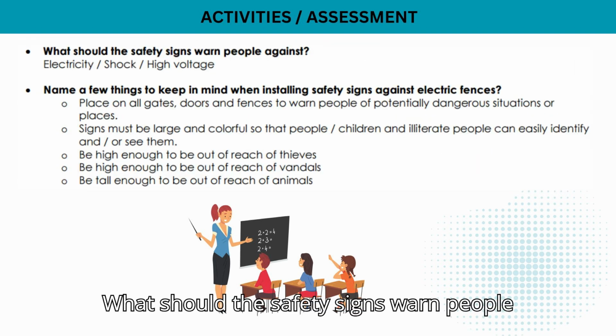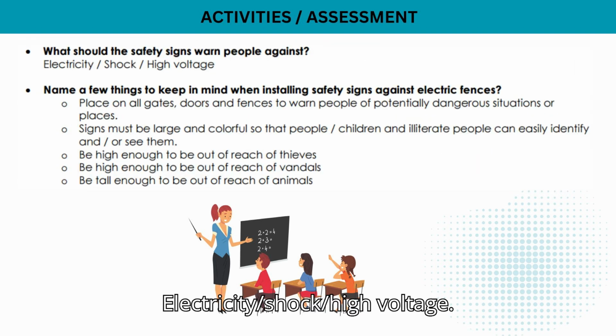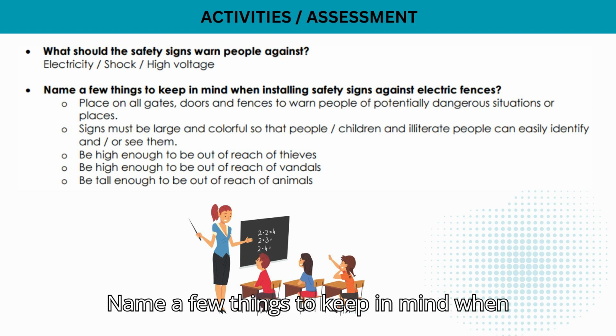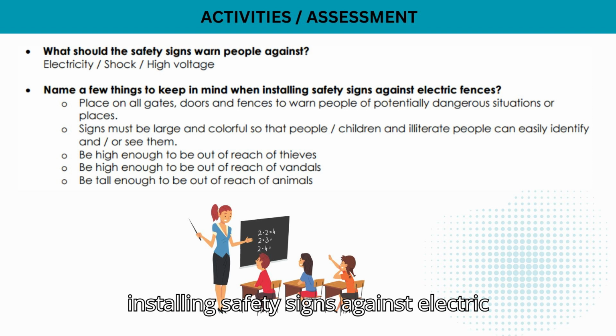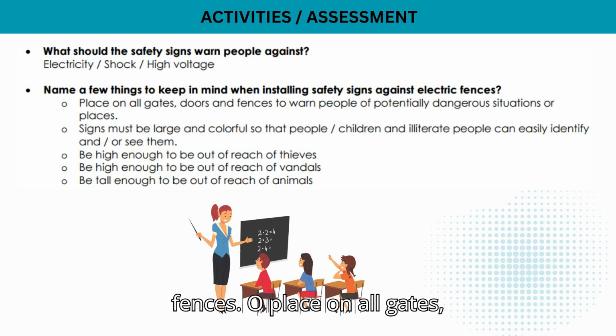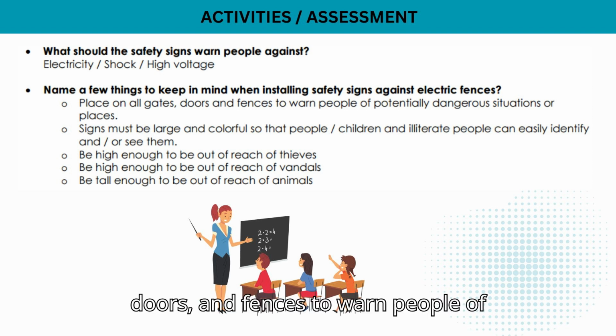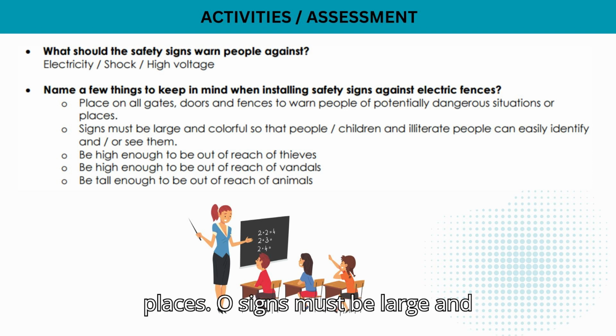What should the safety signs warn people against? Electricity / shock / high voltage. Name a few things to keep in mind when installing safety signs against electric fences. Place them on all gates, doors and fences to warn people of potentially dangerous situations or places.